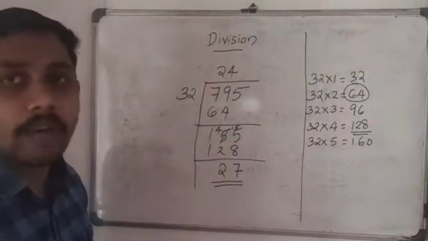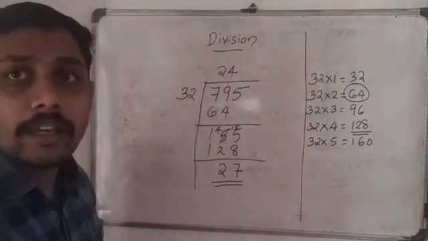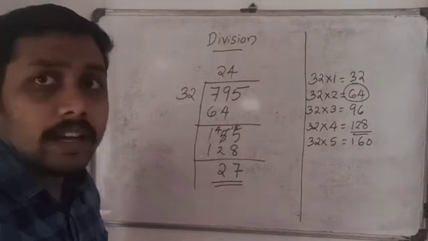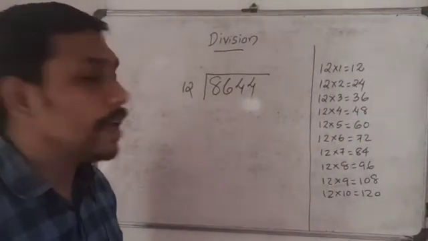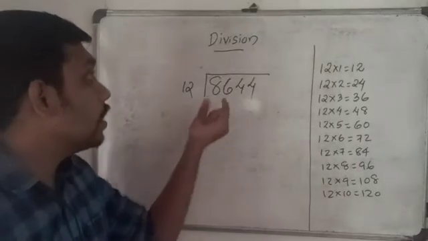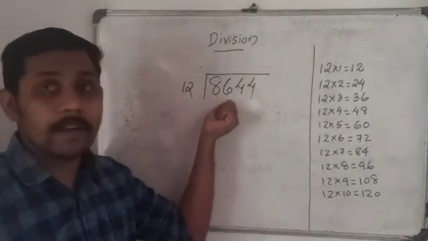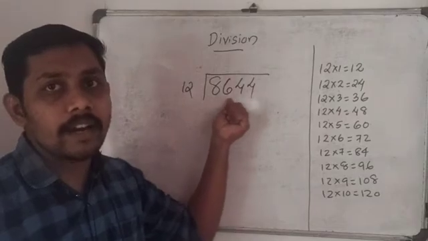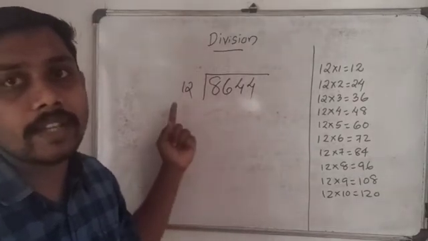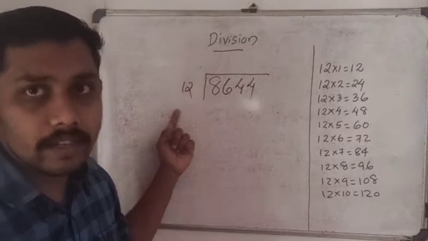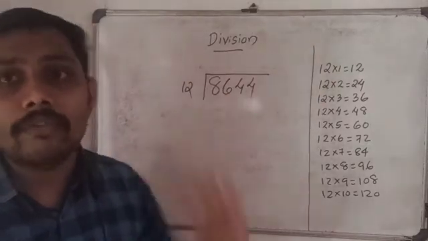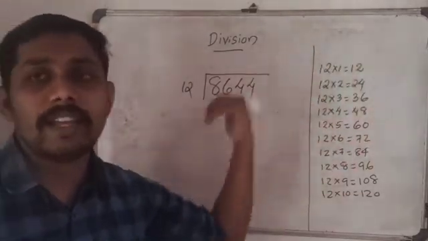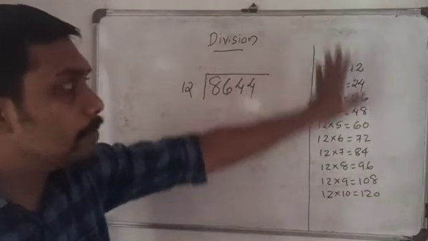Okay, now we are moving to another example. Let us discuss another example. Now we are going to divide 8,644. Here the dividend is 8,644 and now we have to divide with 12. That is the divisor. So we need to know the multiples of 12. It will help us to divide very easily. So I write the multiples of 12 here.